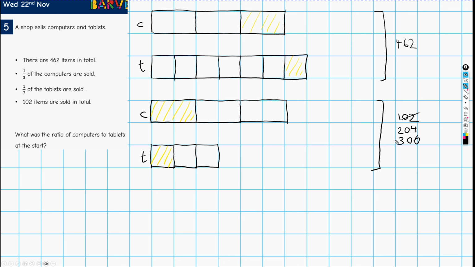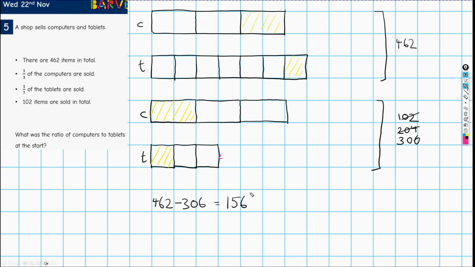Now we can see the difference between this model and this model. I'm going to cross that out and cross that out. We now know that the difference between these two models is only made up by a quantity of tablets. So if we calculate 462, if we take away 306, we get 156.